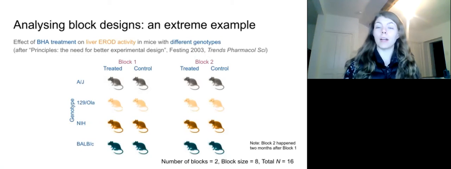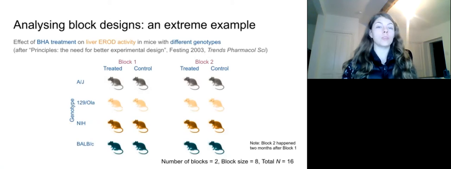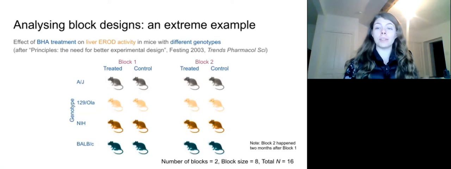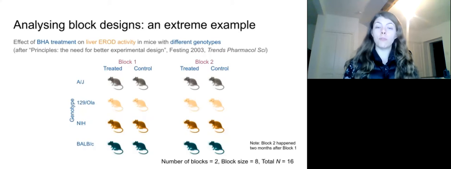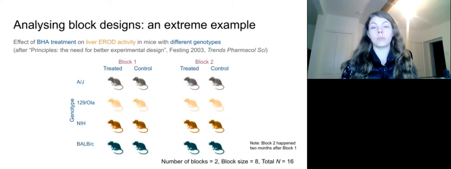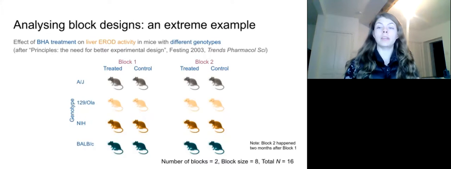And this is a data set that comes from a 2003 paper in Toxicological Science written by Michael Festing. This is a rather extreme example of design because, in fact, each combination of the factor levels was measured only twice in total and only once in each block. In this experiment, 4 different mouse genotypes were subjected to treatment with BHA or a control injection with saline for a total of 8 mice in each block.